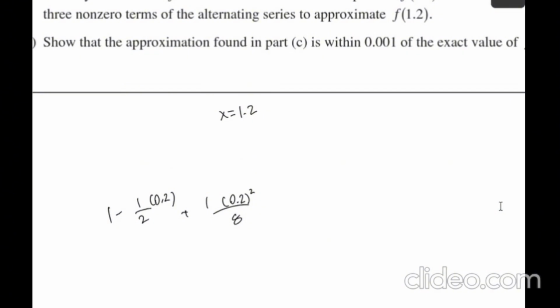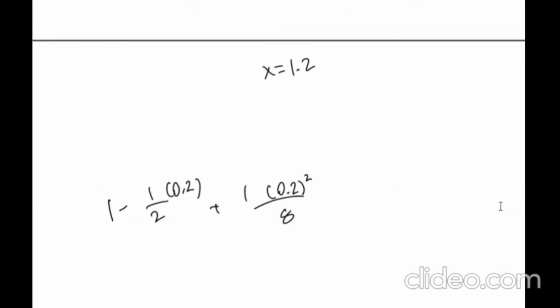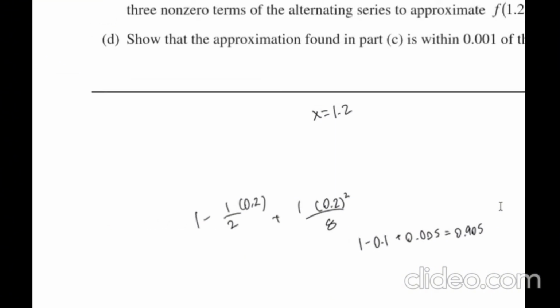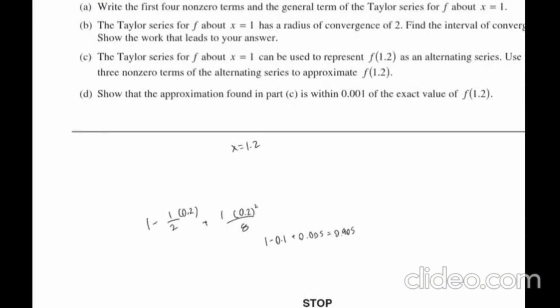My bad. It's a bit sloppy, but pretty much you just have to plug in 0.2 for all that, and you can calculate it. It's 1 minus 0.1 plus 0.005, which equals 0.905. And surprisingly, that's all the guidelines are asking for part C. So that one's pretty simple. It's a bit deceiving, but that's really all you need.